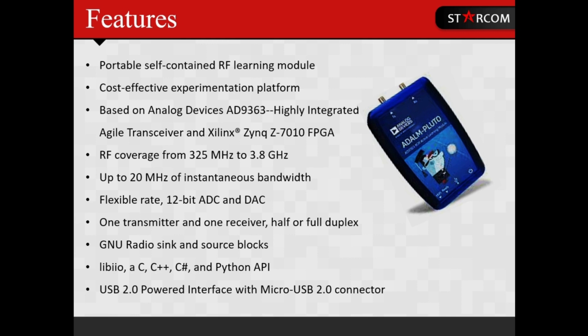We have a 12-bit ADC and DAC available, and it contains one transmitter module and one receiver module in the same device. So it can transmit and receive signals, working as half duplex or full duplex. It also provides GNU Radio sink as well as source modules, and supports C, C++ and Python APIs. This device is powered by USB 2.0. We have two USB connectors available in this SDR module.